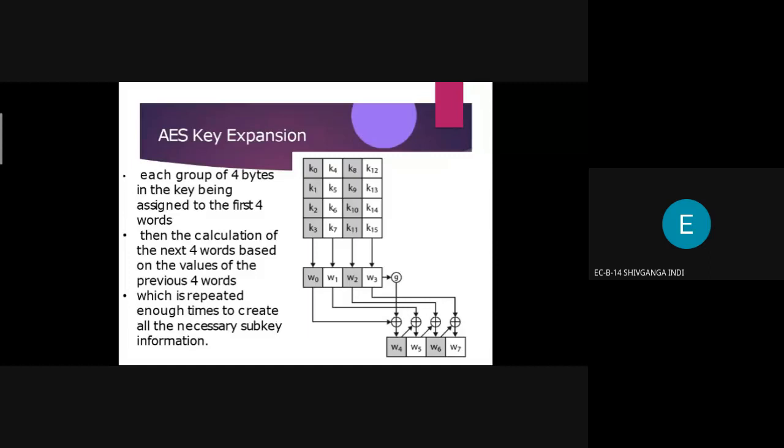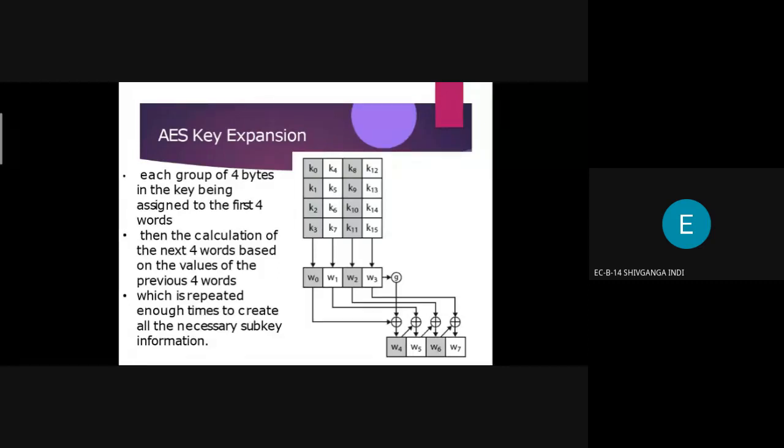If the plain text consists of a number of words, the first thing is that we have to assign the particular key to the respective words. Then the next 4 words are calculated based on the values of the previous 4 words. So if we first map the key to the respective words, we can consider the keys from k0 to k15. Here we can use the keys k0, k1, k2, k3, and these 4 keys are assigned to the word w0.